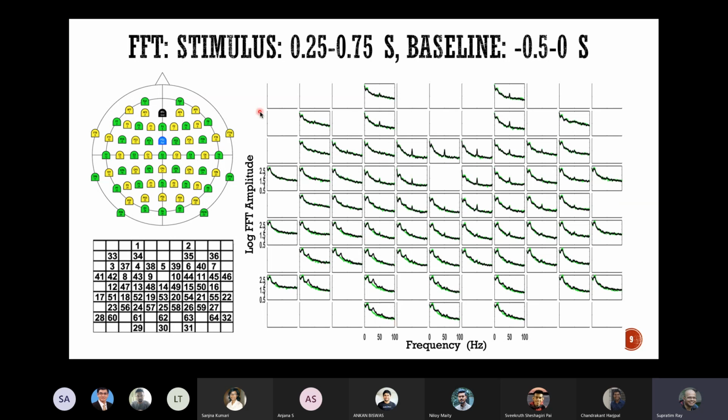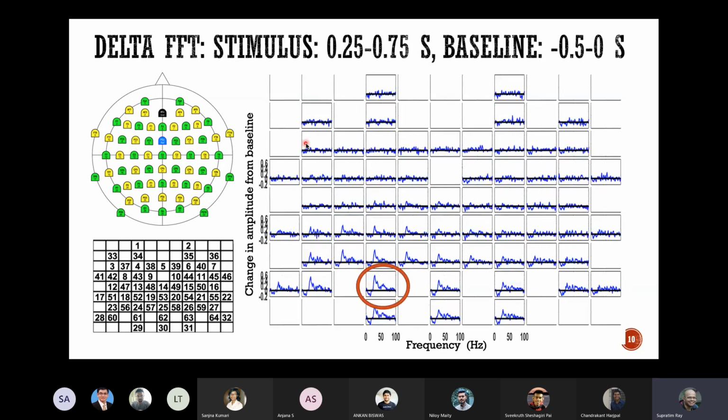Okay, so instead of the raw spectra, if I look at the change in spectra, how much did the power change from baseline? You can now see the gamma rhythm, this peak here at around 40 hertz, and then there is some alpha suppression as well. This is suppression in alpha, this is increase in gamma.